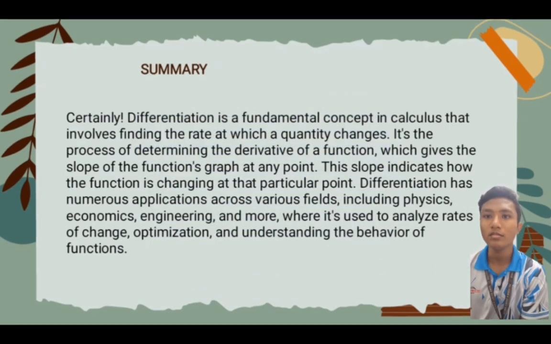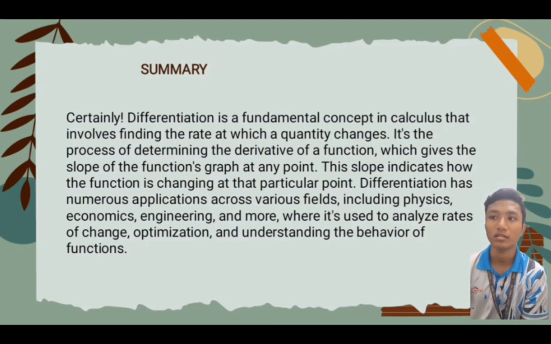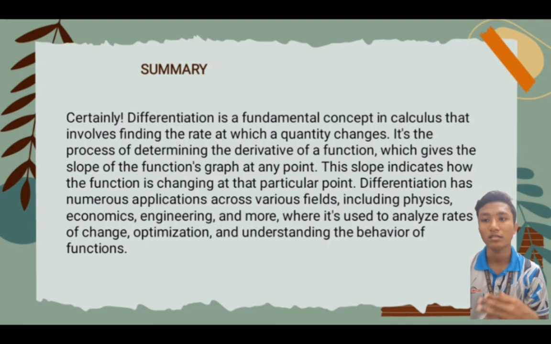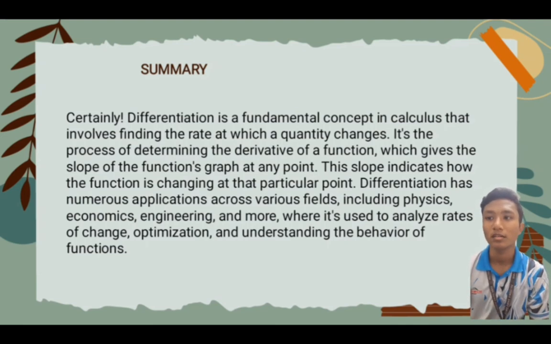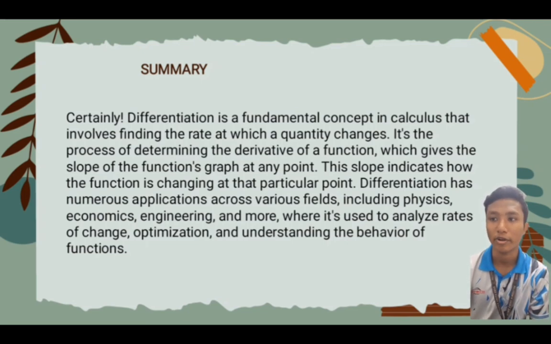Finally, it's a summary. Differentiation is a fundamental concept in calculus that involves finding the rate at which a quantity changes. It's a process of determining the derivative of a function, which gives the slope of the function's graph at any point. This slope indicates how the function is changing at that particular point.